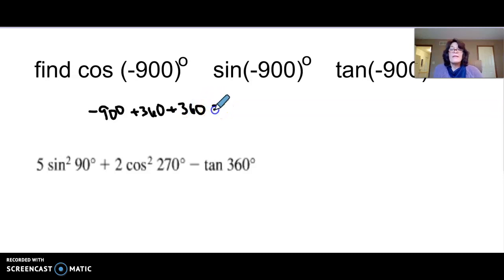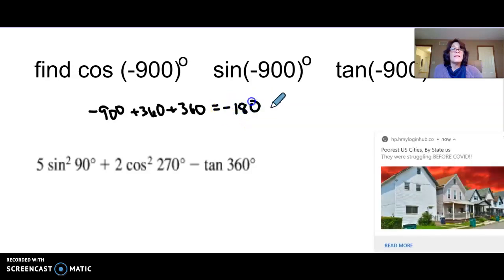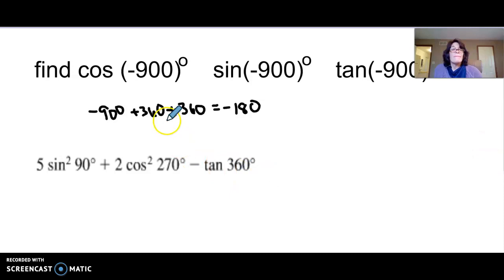I think if you add 360 a few times, you'll see that you get negative 180, right? So let's add 360 again. Might as well get up to 180, right? Does that make sense? Okay, so 180 degrees, I know the cosine of 180 degrees, and if I know the cosine of 180 degrees, I know the cosine of negative 900 degrees, right?